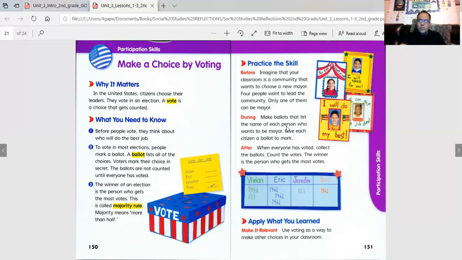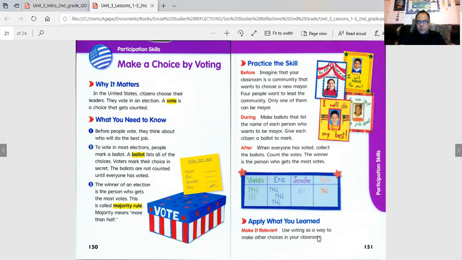During this practice, make ballots that list the name of each person who wants to be mayor. Give each citizen a ballot to mark, like this. When everyone has voted, collect the ballots and count the votes. The winner is the person who gets the most votes. This is the final product. On a ballot, you write the people's names; make up names. You can do this in your household too, so think about that. Then make up a chart and tallies.